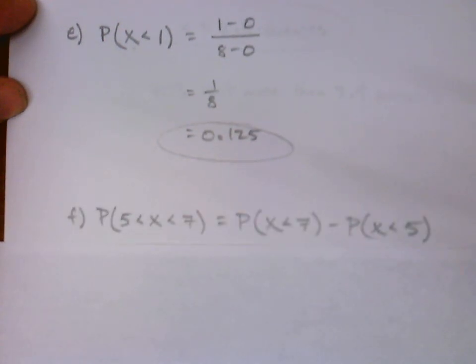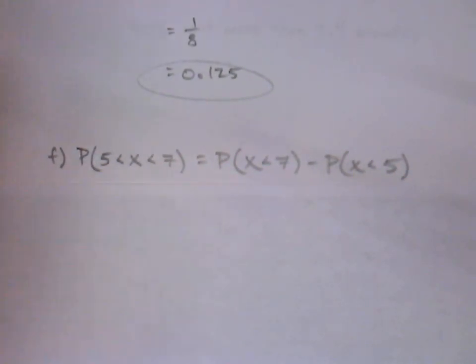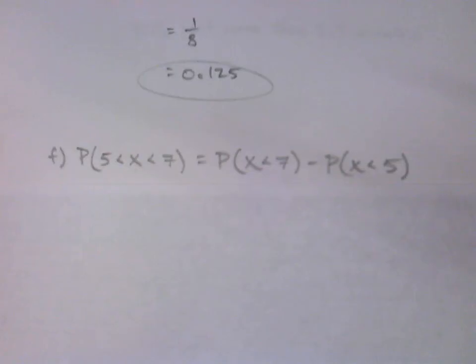Okay, how about F? I'm kind of giving it away a little bit here, but no big deal. What is the probability a commuter waits somewhere between 5 and 7 minutes? So their wait time is somewhere between 5 and 7.